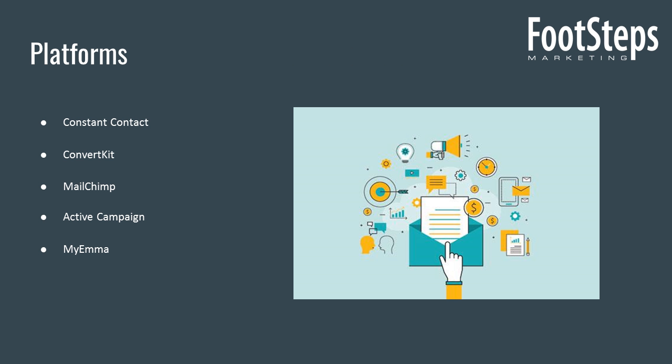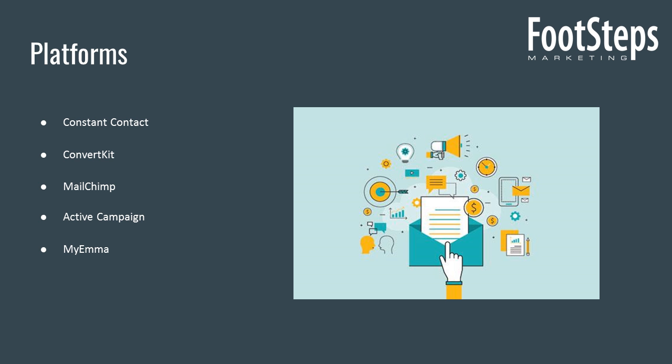Cool. So next we'll talk about the platforms a little bit. There's a few different platforms that you could use if you are trying to explore different options for email marketing. Obviously, every different platform has its pros and its cons. The ones that we use here at Footsteps Marketing are MyEmma and MailChimp. We use MyEmma a lot more than we use MailChimp. However, for our Habitat for Humanity emails, we do use MailChimp since they've already established an account with them.